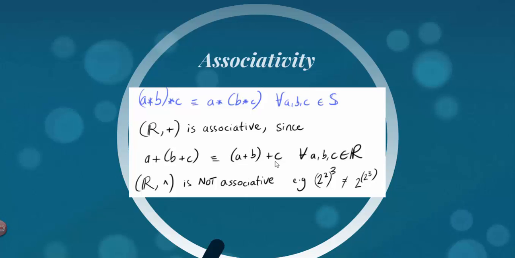It's important to note that associativity only guarantees that the order of operations can be changed, not the order of operands. For example, it doesn't guarantee that we can swap the A and B. Associativity is a tremendously useful property, but not all operations are associative. For example, the power operation on the set of real numbers is not associative, because if we group the operands like this, then the result is not the same as if we group them like this.